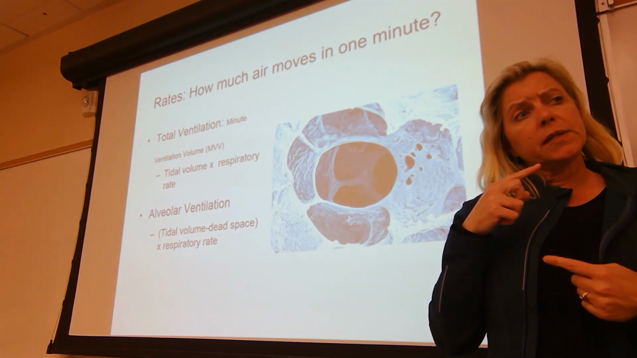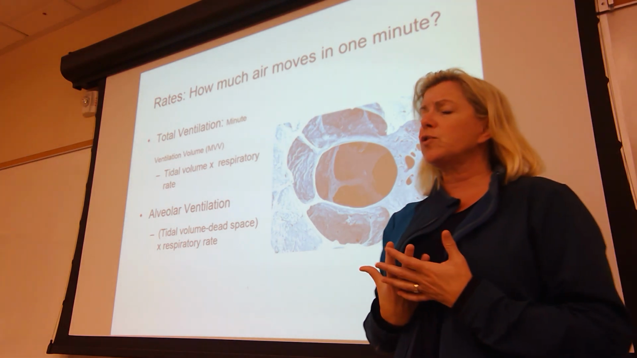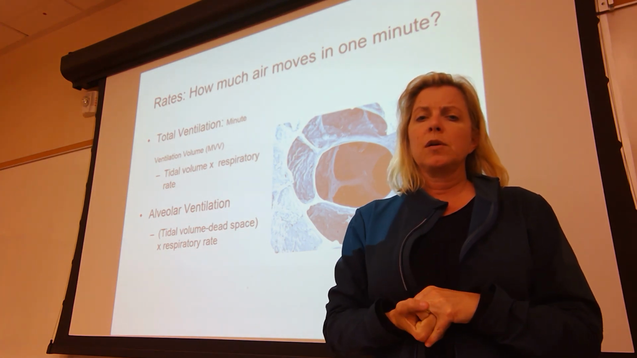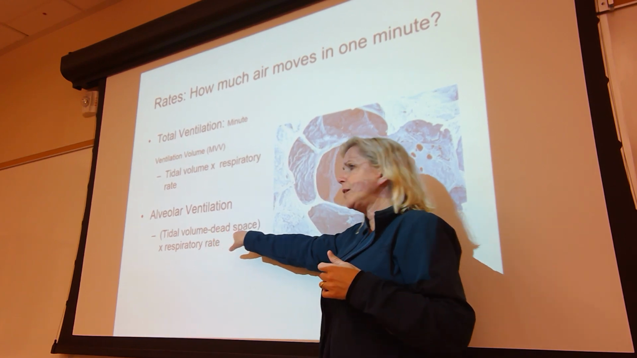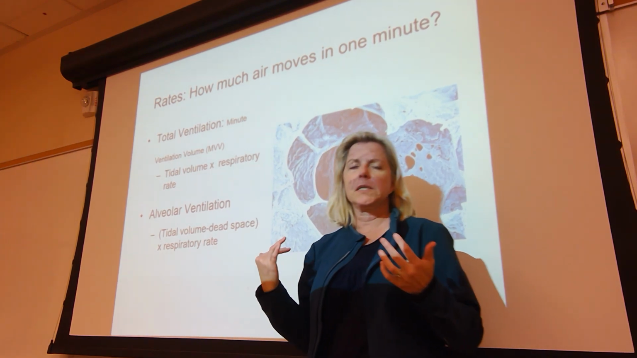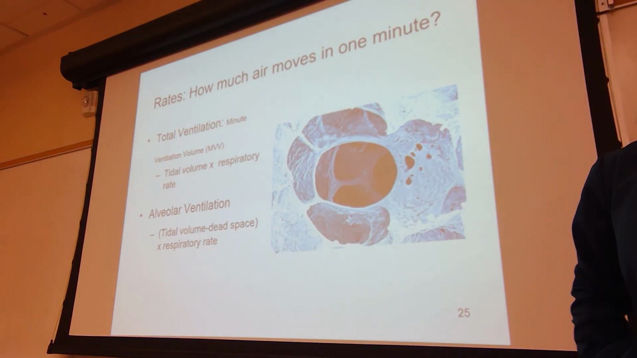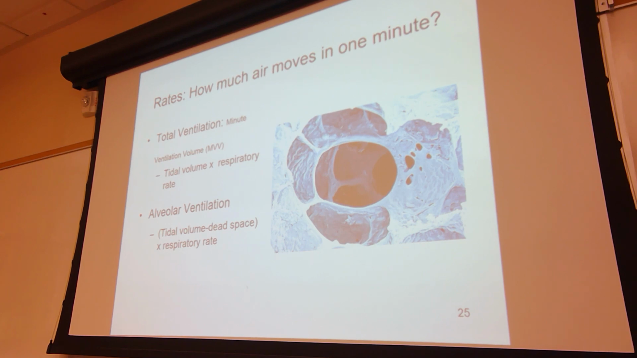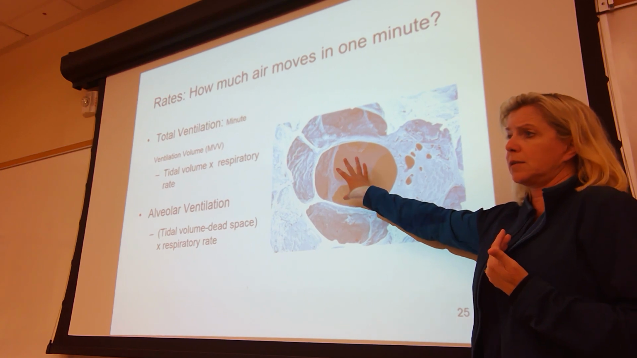So out of that 500 milliliters I breathe in, about 350 get into the structures that can actually participate in gas exchange. So if I want to know my alveolar ventilation, I need to subtract my anatomical dead space volume from my tidal volume. Again, it's about 150 milliliters. If I subtract that from a typical tidal volume of 500, I get 350. If I then multiply that by my respiratory rate, I now have a better idea of how well my alveoli are being ventilated, because that's where gas exchange occurs.